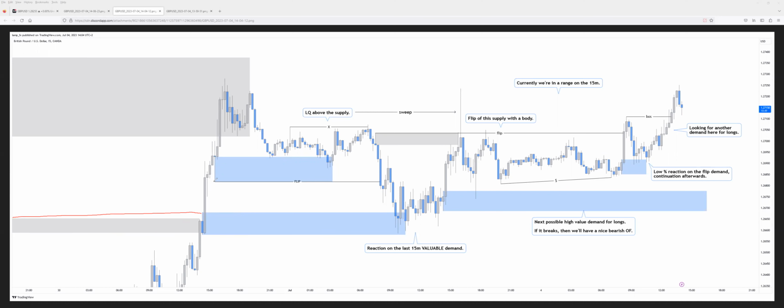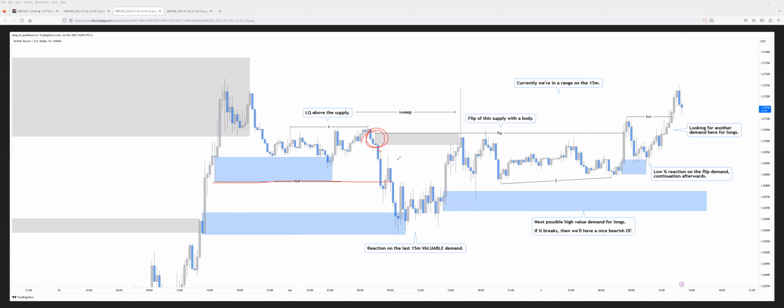So after the flip of this demand, price met with this another valuable and only valuable demand in this region and gave a rejection, right? So it gave a rejection, came back up to mitigate this supply. That was the cause of the flip of the previous demand right here. So this supply initiated the break of this demand, right?